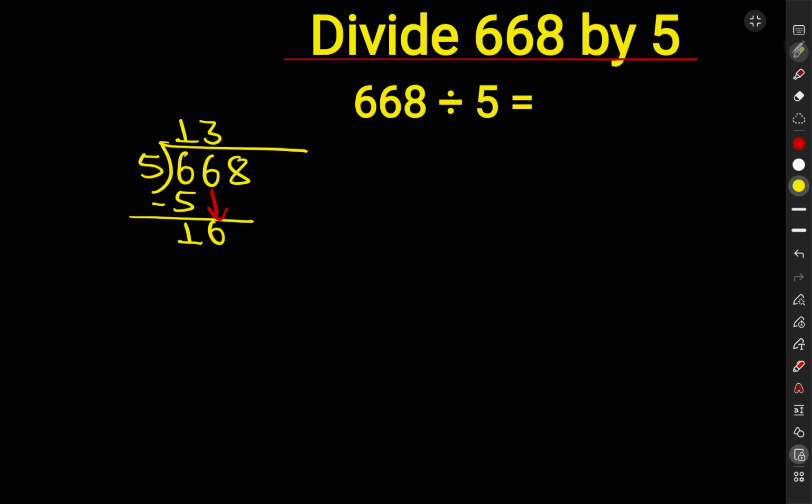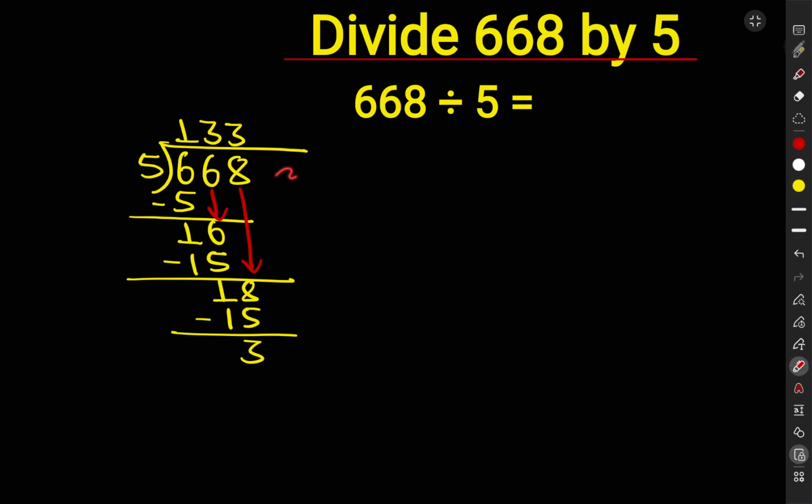5 times 3 is 15. On subtracting, we get 1. So again we put down this 8 and it is 18. 5 times 3 is 15. On subtracting, we get 3.